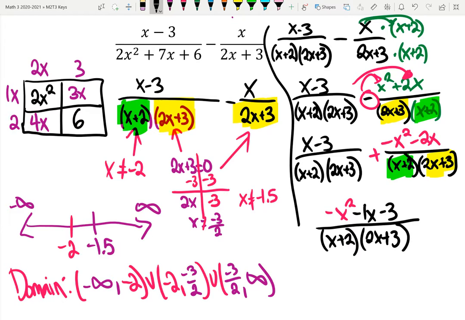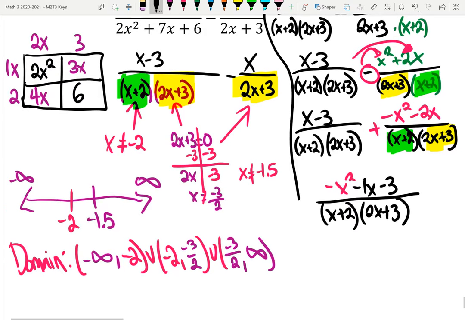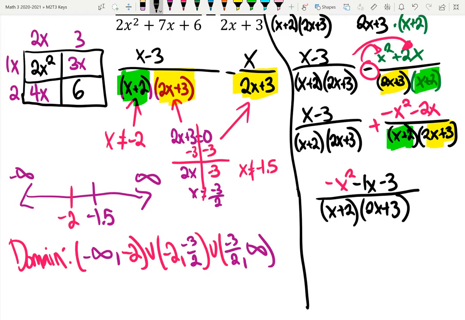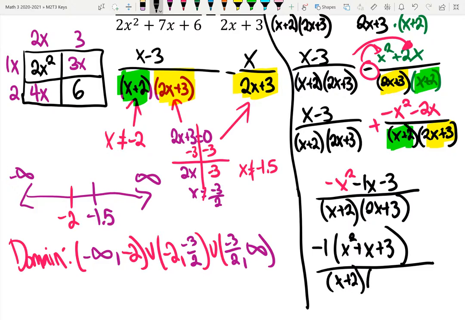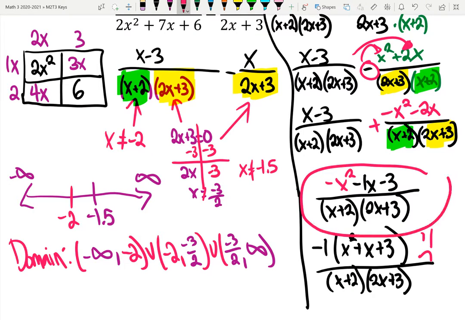Now, I can go ahead and try to factor this out a little further. I could factor out a negative 1. A negative 1 from the top is going to produce a positive x squared, a positive x, and a positive 3, over x plus 2 times 2x plus 3. And I kind of look at this and I say, well, I can't really factor the top, so I'm just going to go with this domain restriction.